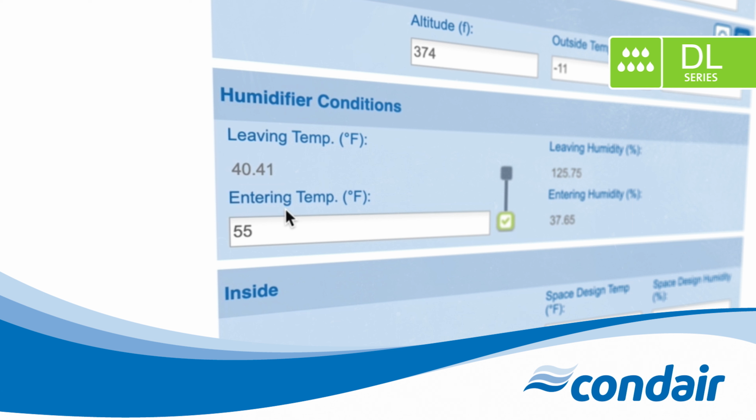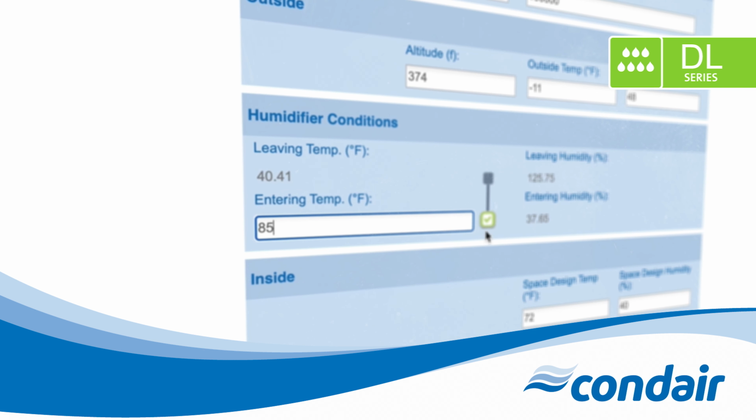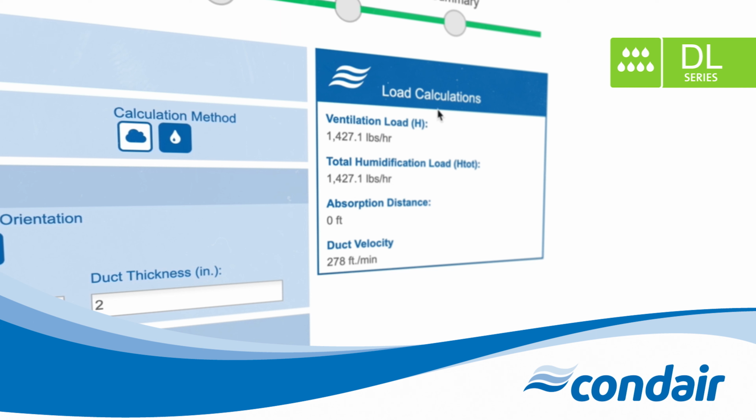Entering temperature represents the air temperature entering the humidifier. If there's a preheat coil upstream of the humidifier, entering temperature is equal to the air temperature leaving this preheat coil. It is important that this value is accurate as it will affect the sizing and performance of the humidifier. A summary of the load calculation, including the total humidification load, will be shown here.